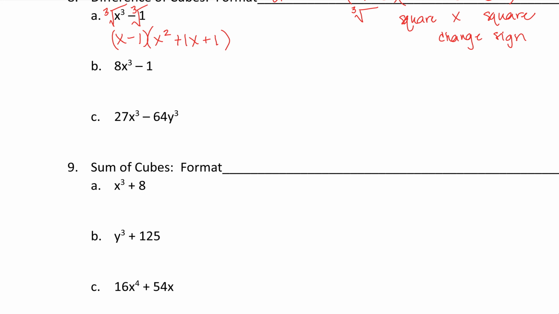All right, B, 8x cubed minus 1. I can take the cube root of both. Cube root of 8 is just 2x minus 1. Now I'm going to square the first term. The square of 2x is going to be 4x squared. Multiply them together. 2x times a negative 1 is minus 2x. Square the last term, so a square of negative 1 is going to be a positive 1. Go back and change my sign.